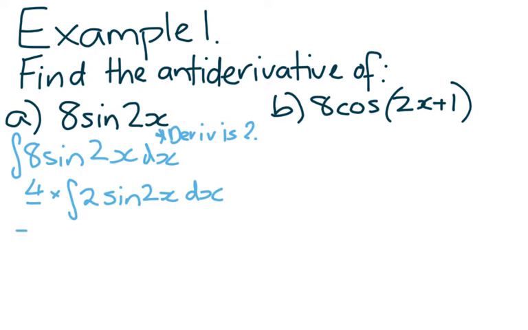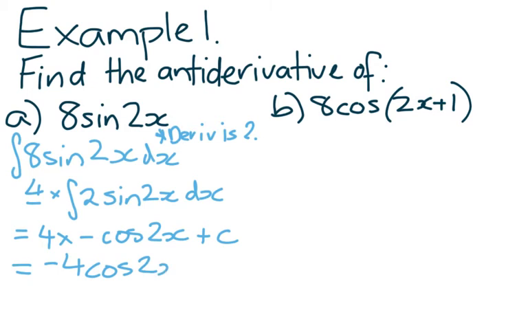So then I would have 4 times, and now we need to integrate this. So the integral of sine is negative cos. So because we've got the 2 sine 2x, that thing there, we end up with negative cosine 2x plus c. So then we end up with negative 4 cosine 2x plus c. So remember, it's just that the integral of sine is negative cosine, so that's what we have to remember to do.